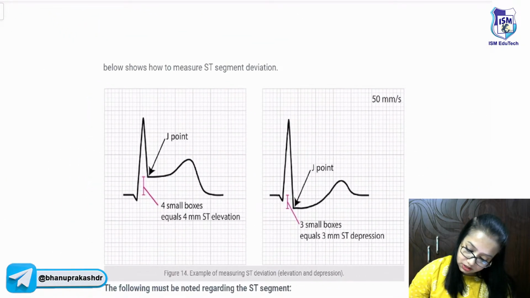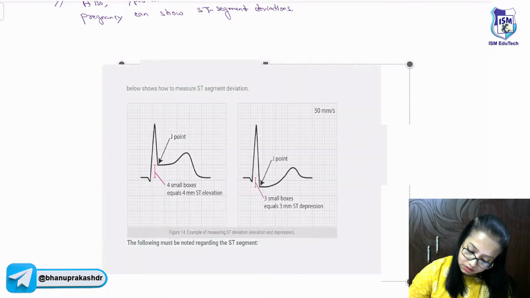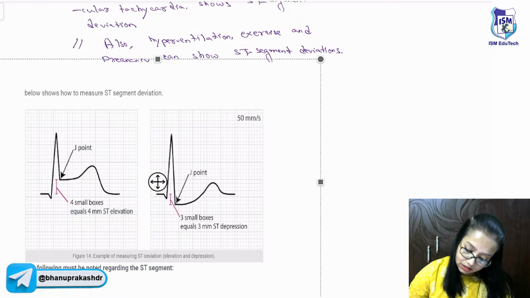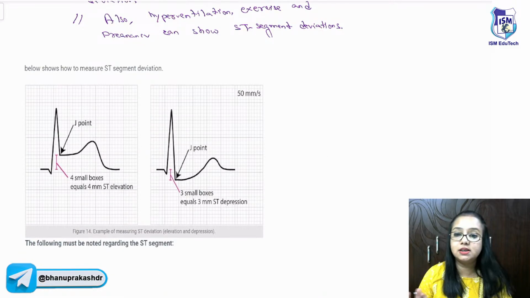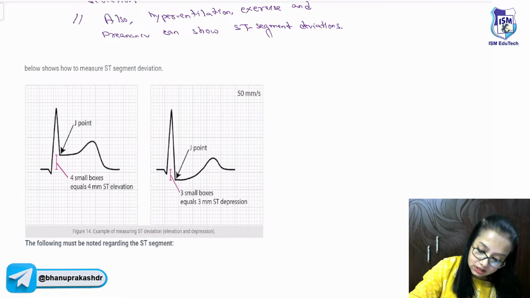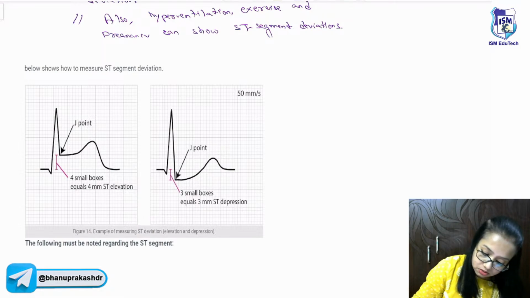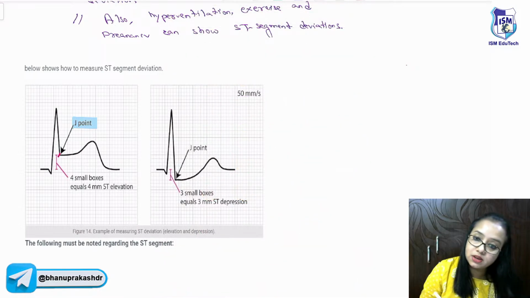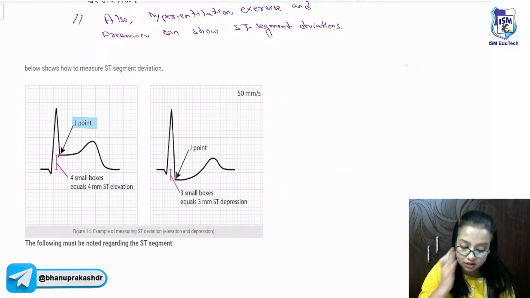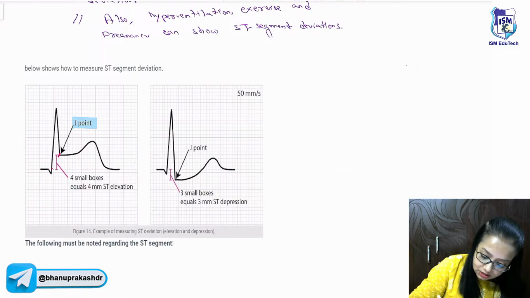Okay. So here, just for our better understanding, like how do we understand this ST segment elevation and depression? This is totally in context to the J point. As I told you, this is totally in context to the J point. So this is the J point, which is actually the intersection between the termination of the S wave and where the ST segment has begun. So now here you see this is the isoelectric line, the baseline.